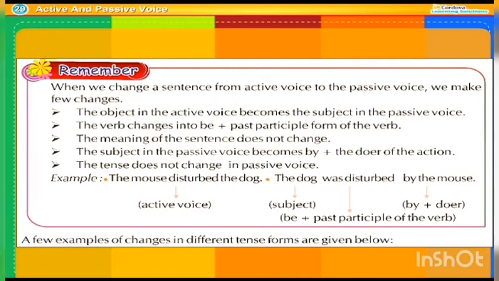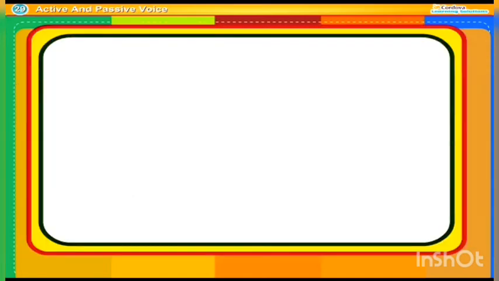Example: The mouse disturbed the dog. Active voice. The dog, subject, was disturbed. 'Be' plus past participle of the verb, by the mouse. 'By' plus doer. A few examples of changes in different tense forms are given below.